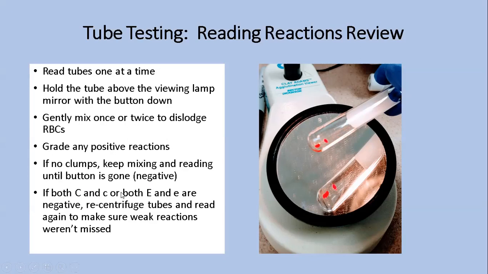So what we would do in an instance such as this, we can take the tubes that are negative and just recentrifuge them again, put them in the centrifuge for 15 seconds and read them again, and be careful not to overshake our tubes. And oftentimes then we might get, like maybe a 1+ reaction that we missed the first time. Okay, so you have to have at least one kind of C and you have to have at least one kind of E. It would be very, very unusual not to have that.